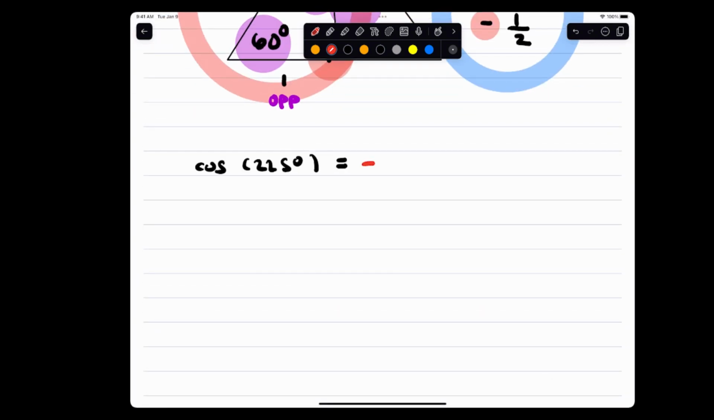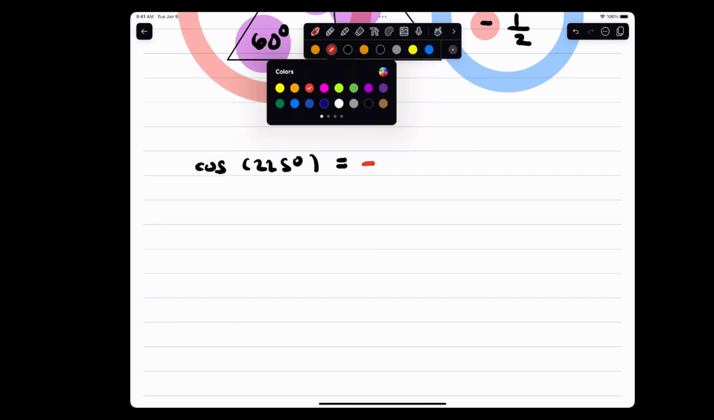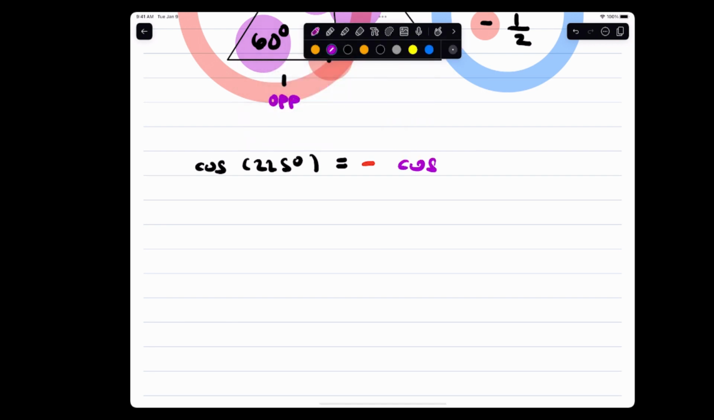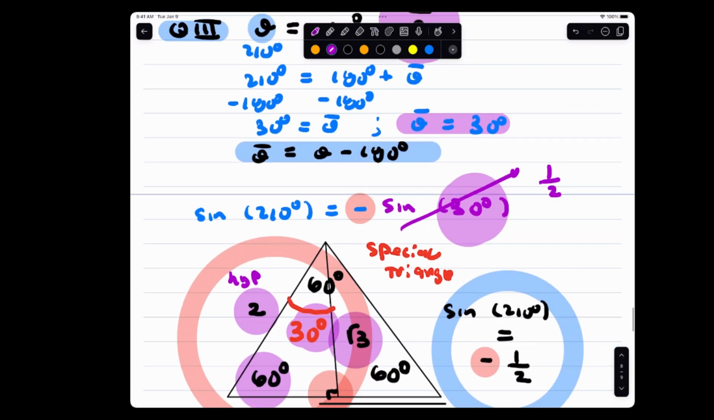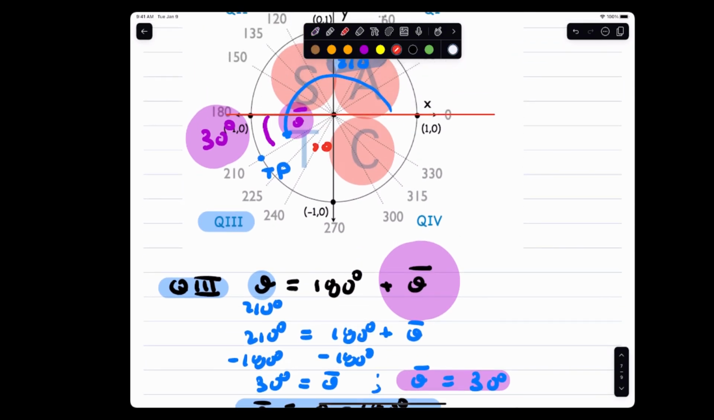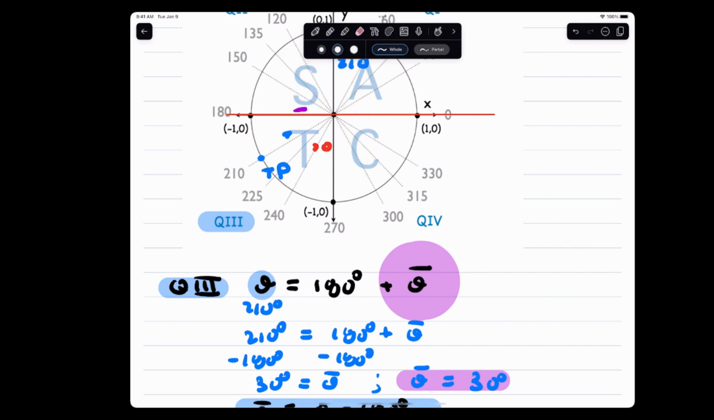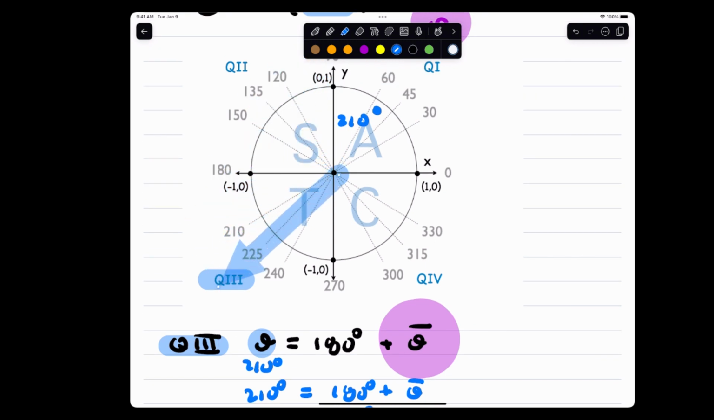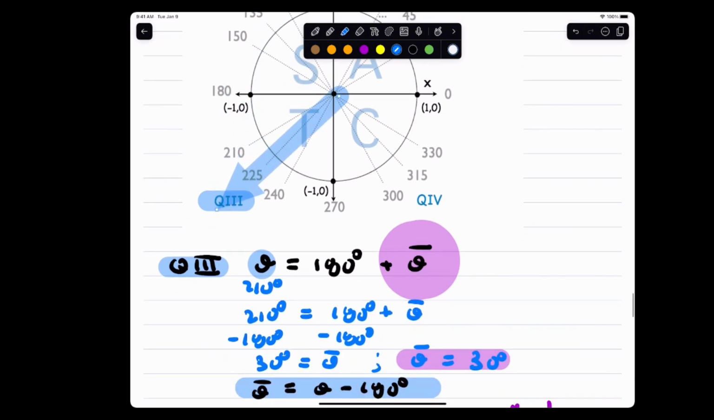But I got to know negative cosine of what angle? I need the reference angle. That reference angle goes here. So you might say, how do we know the reference angle? Well, this time, where are you at? This time, ladies and gentlemen, that ray looks like this. You start in standard position, and you rotate to 225. So what angle is this right in here? Is that 45 degrees?